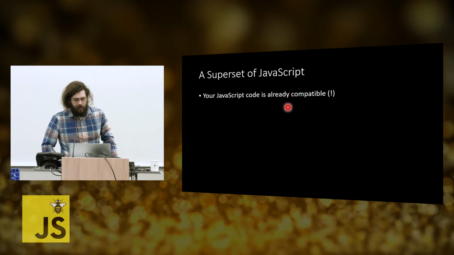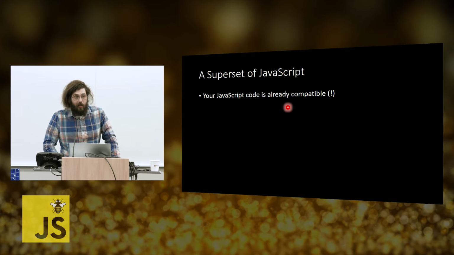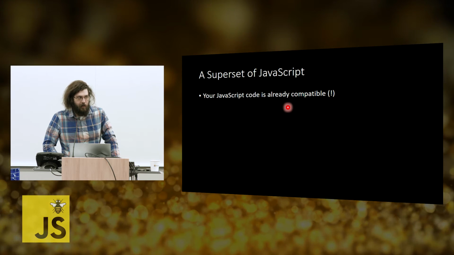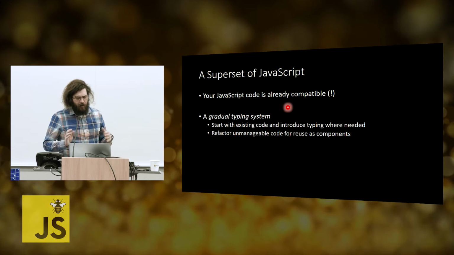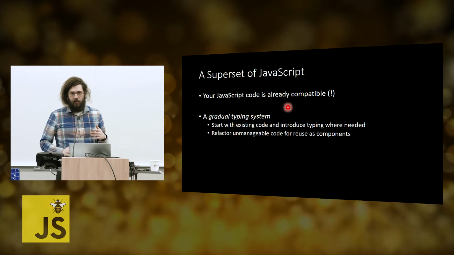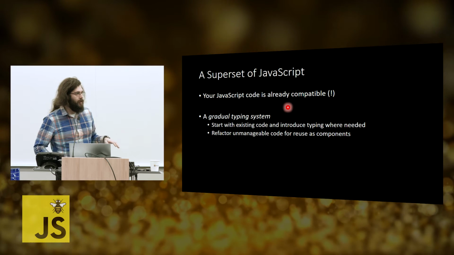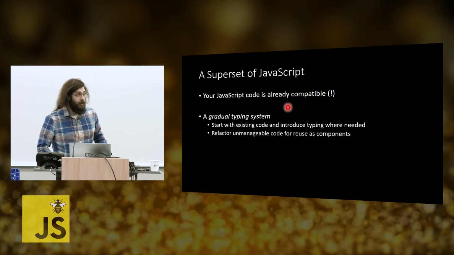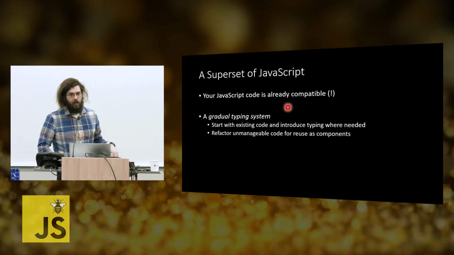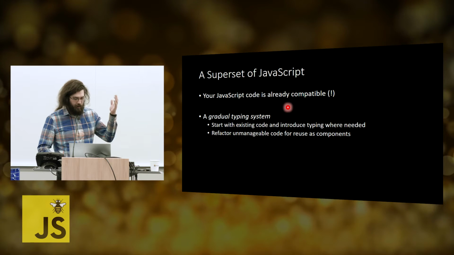So when I say a superset of JavaScript, I mean that all your JavaScript code is compatible. I'd written this ANSI arena thing in JavaScript at first, just pure JavaScript. And when I say a gradual typing system, I mean that you can take your existing code and start to refactor it and only introduce typing where you want it or where you need it. So you can refactor old, ugly code and start making it scalable. You make them into components and start making everything modular so you can build this big piece.